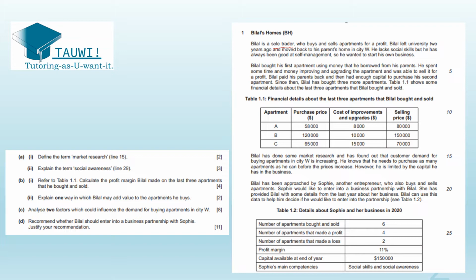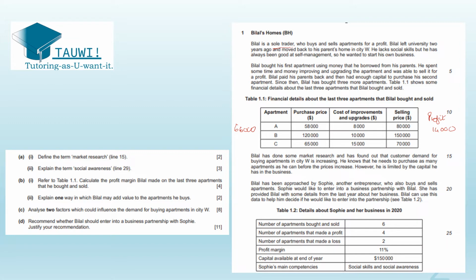Since then, Bilal has bought 3 more apartments. Table 1.1 shows some of the financial details about the last 3 apartments. Right, so let's look at the apartments that he bought and the money that he spent on them. The first apartment was 58,000 and he spent 8,000 on it. So the total cost of this apartment was 66,000. And he sold it for 80,000, so his profit was 14,000.